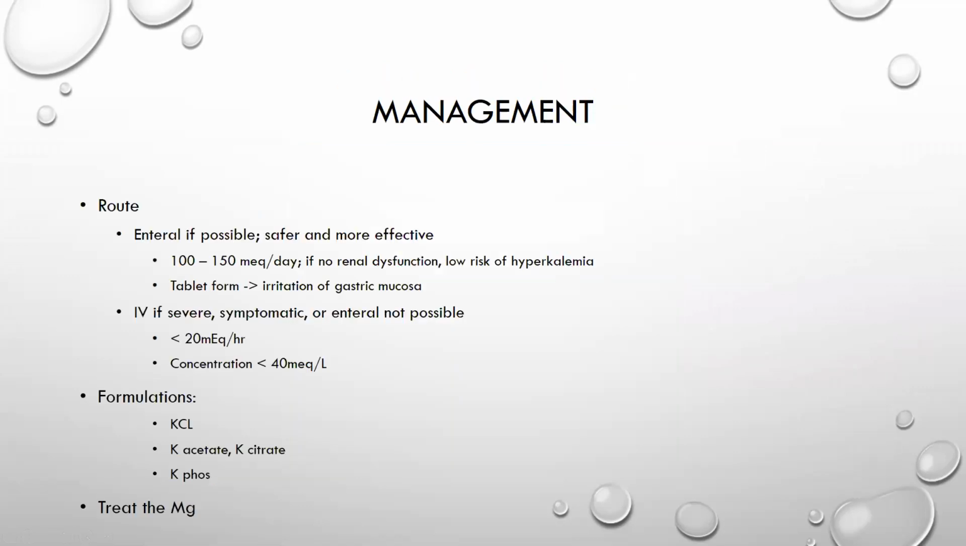How do you treat it? Enteral if possible. You use the gut if possible. Of course, it's not always possible in our cases. And in someone with no renal dysfunction, there's very low risk of iatrogenic hyperkalemia if you use the gut. In tablet form, remember, it can cause some irritation of the gastric mucosa. You definitely use IV if they're having EKG changes or they're symptomatic, if they're not moving their limbs, if they're in paralysis from severe hypokalemia, definitely treat that.